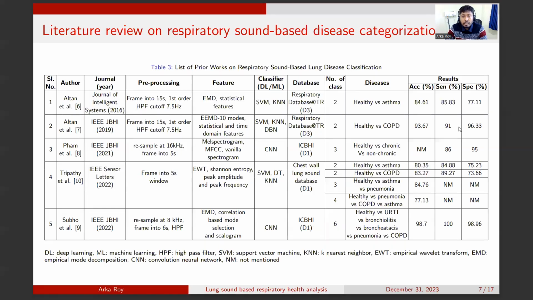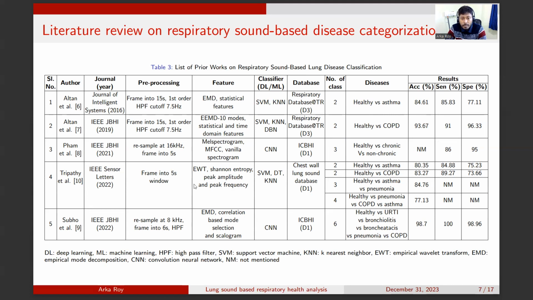So this is the literature review. In the literature review, we can see that people have tried to develop several classification schemes, such as 2-class, 3-class, 4-class classification schemes, where they consider healthy, pneumonia, COPD, asthma, etc. And they basically follow a predefined path. For example, pre-processing, then feature extraction, and use of traditional machine learning classifiers or deep learning classifiers.